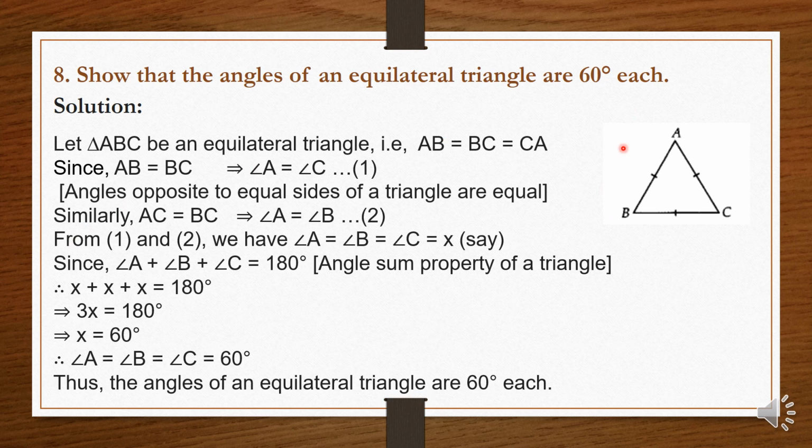Using the angle sum property, we can say the sum of all three angles equals 180. So angle A plus angle B plus angle C is equal to 180. Let us put the value of each angle. Therefore, we can say that x plus x plus x equals 180 using this relation. So 3x equals 180, x equals 60. Hence, we can say all the three angles, that is angle A, angle B and angle C, are 60 degrees. And hence, the angles of an equilateral triangle are 60 degrees each.